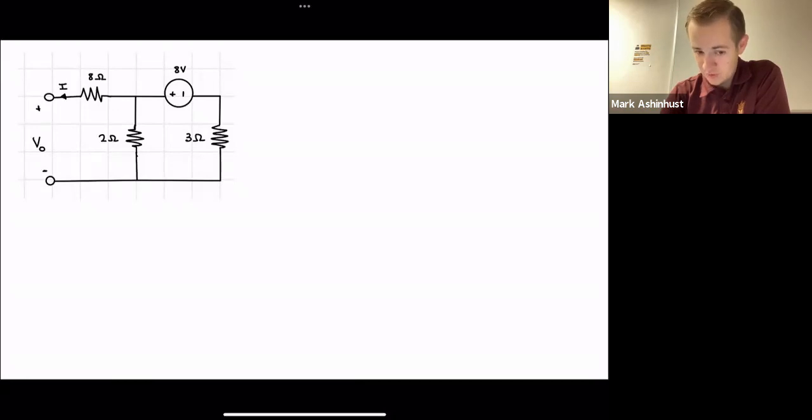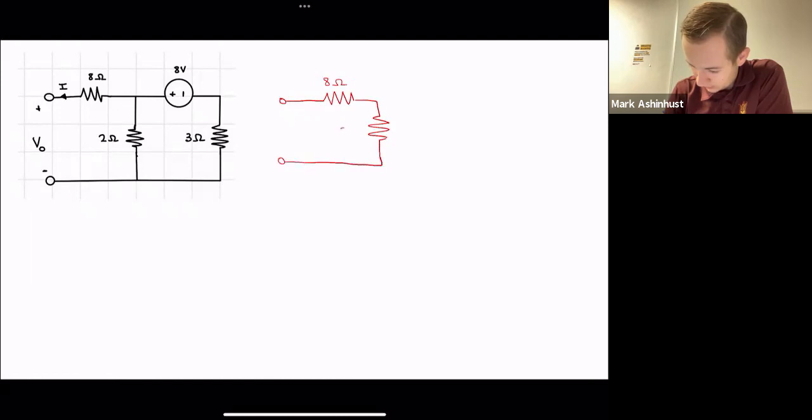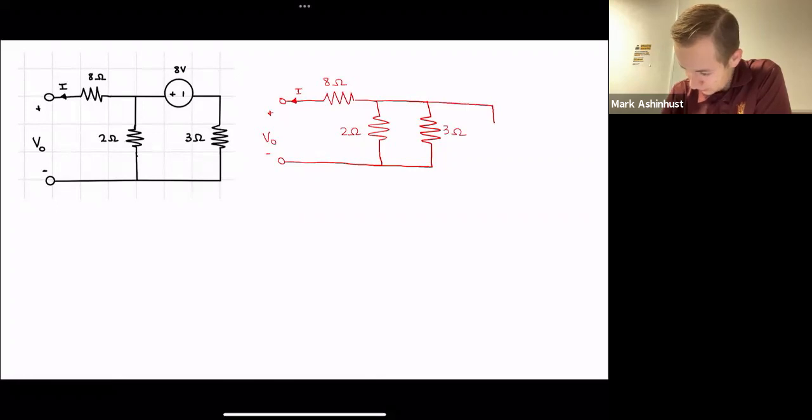Remember source transformations, the current is going to be the voltage over the resistance. So let's redraw this. We have our 2-ohm, sorry. We can't get rid of anything here, so all that stays. Now we have a parallel resistor of 3 ohms and our current source.